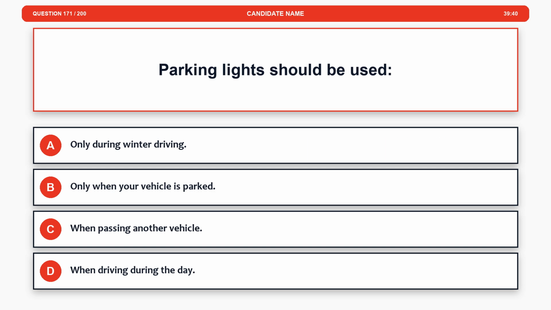Question 171. Parking lights should be used. Option A. Only during winter driving. Option B. Only when your vehicle is parked. Option C. When passing another vehicle. Option D. When driving during the day.